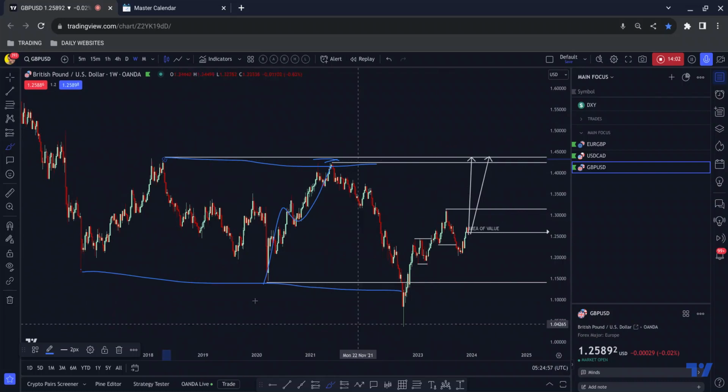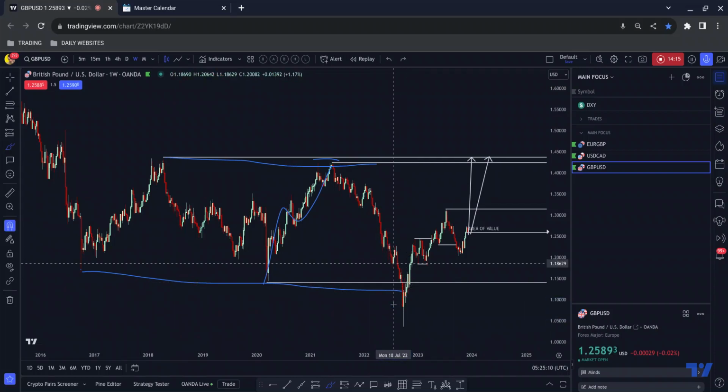That gives me a clue that this is a completed piece of structure, and the near miss gives me a clue that we may perhaps now be moving to the upside to take out this high, because there's no need for price to come all the way back down to these lows. Okay, so that is the higher time frame narrative, if you like.